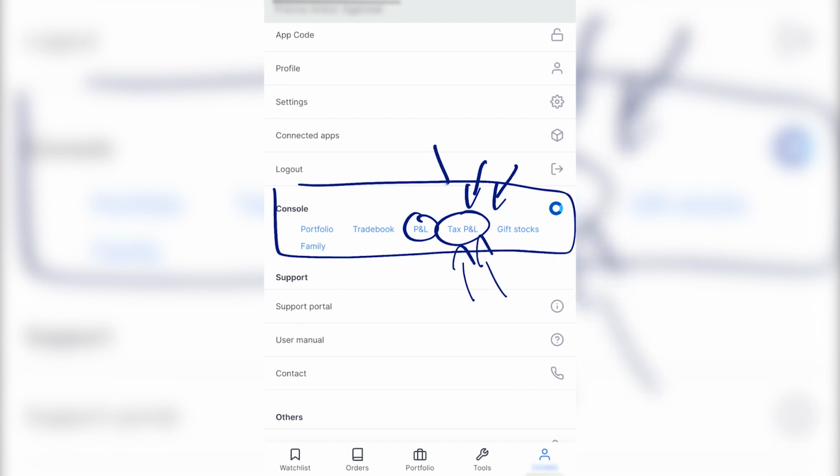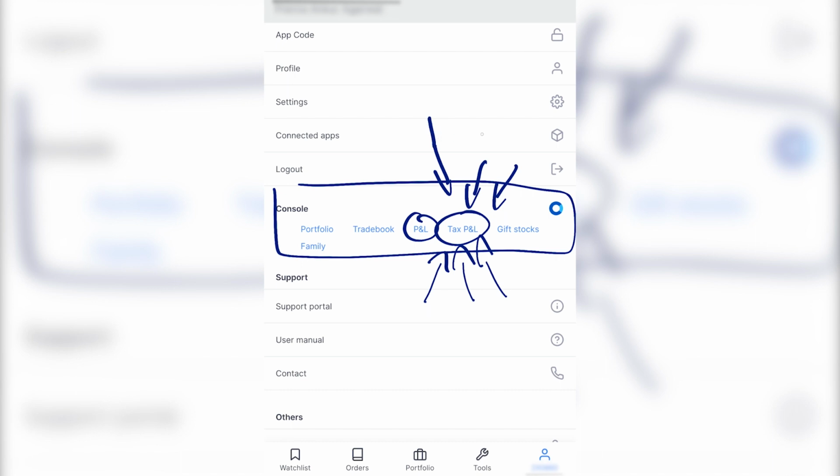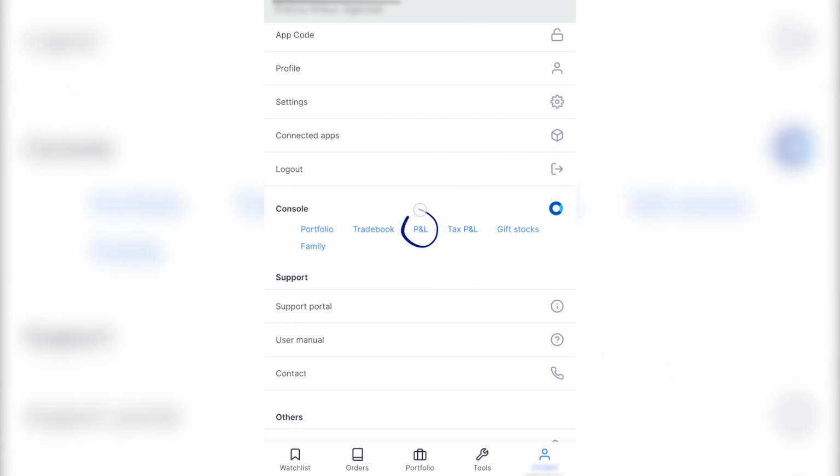If you want me to make a video about tax filing and how to prepare those reports and compute your taxation across various asset classes like mutual funds, stocks, and also across various brokerages, let me know. I'll make a video on that. For now, let's look at how the P&L view is within Zerodha.